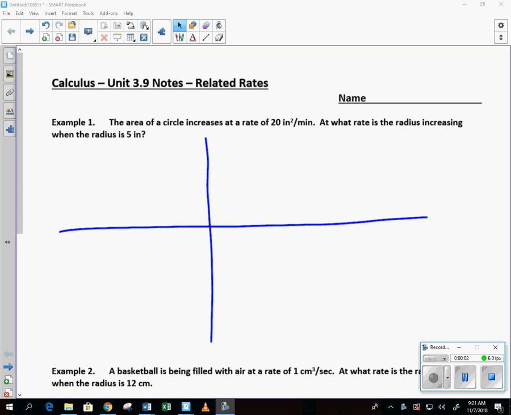Today we investigate related rates. Related rates have to do with things that change with respect to something that's the same. There's something that things share in common, and this will bring up a great example. The area of a circle increases at a rate of 20 inches squared per minute. At what rate is the radius increasing when the radius is 5 inches?